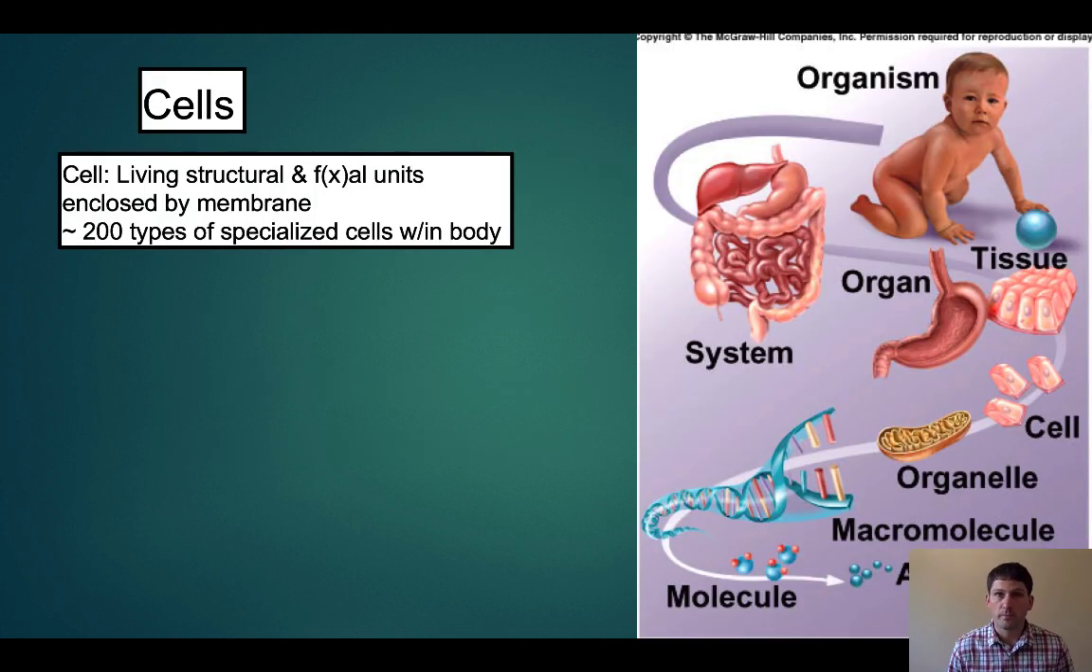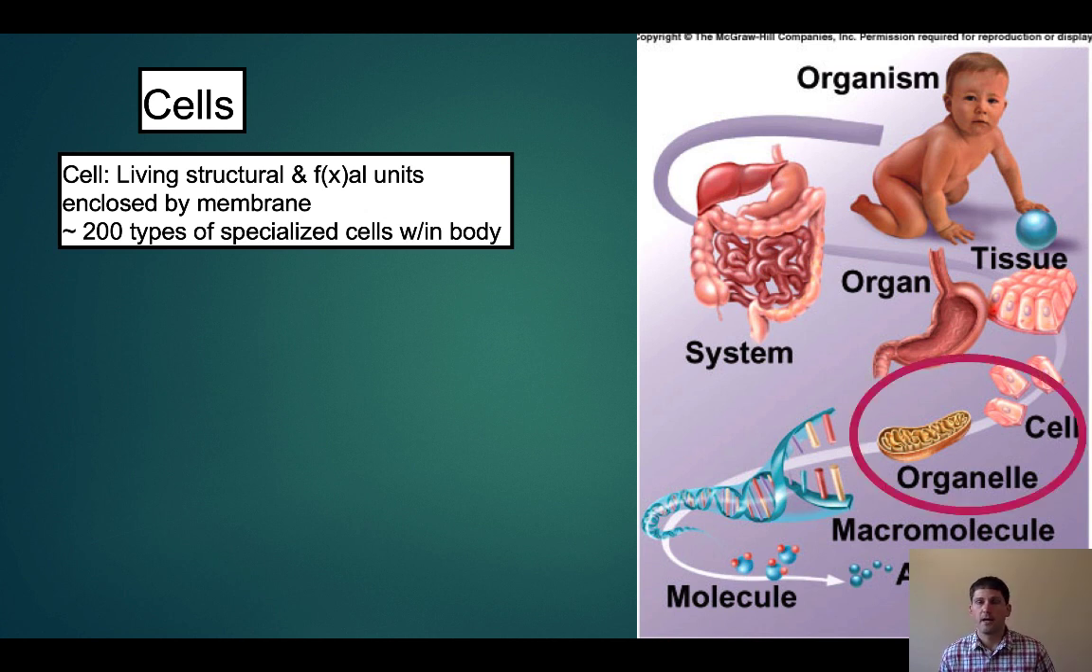All right, so if you remember this image from last lecture, our hierarchy of structures in our bodies. And so we're going to be focusing on the organelle and cellular level here. Okay, so cells, these are the functional units of our bodies, and they are enclosed by membranes. There's over 200 different types within our bodies. We're going to be learning a lot about many of these.